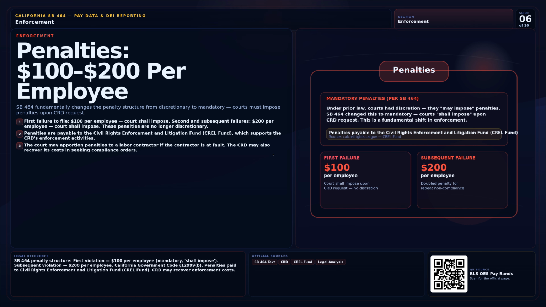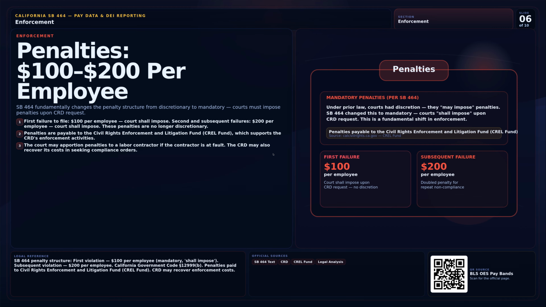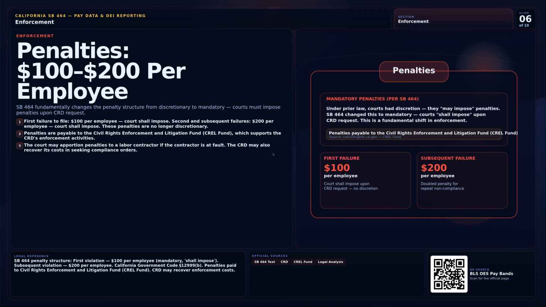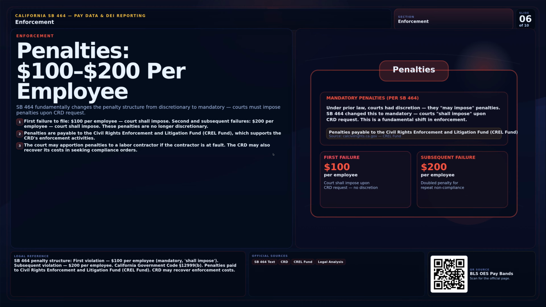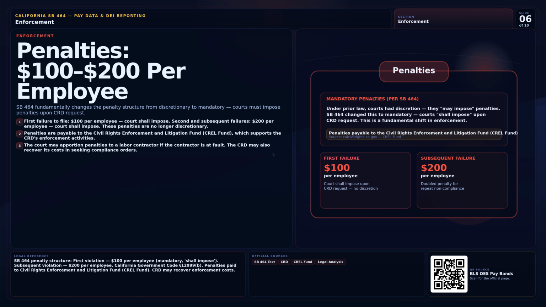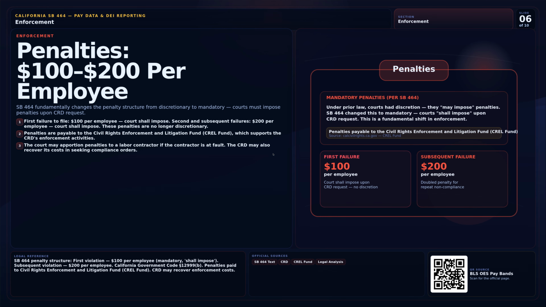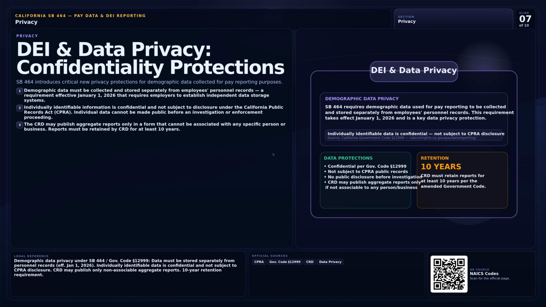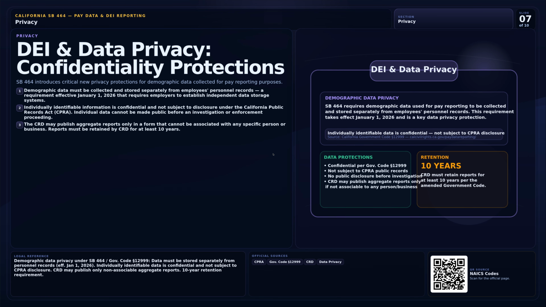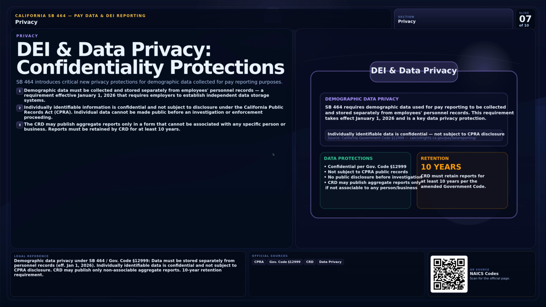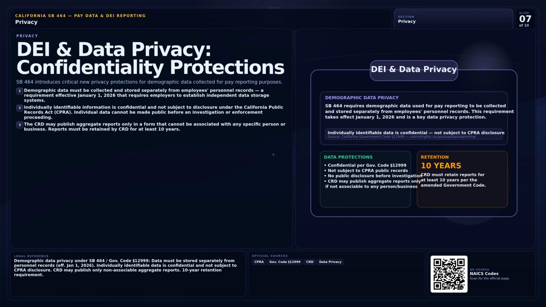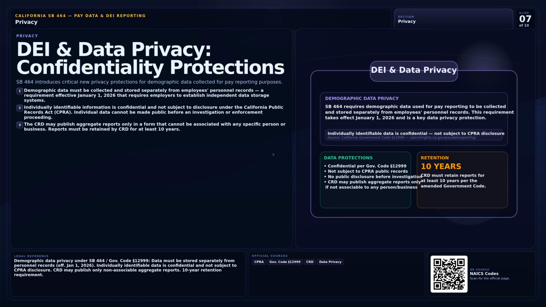DEI and data privacy. SB 464 introduces critical new privacy protections for demographic data. Demographic data must be collected and stored separately from employees' personnel records. This requirement is effective January 1, 2026, and requires employers to establish independent data storage systems for this sensitive information. Individually identifiable information is confidential and not subject to disclosure under the California Public Records Act, or CPRA.